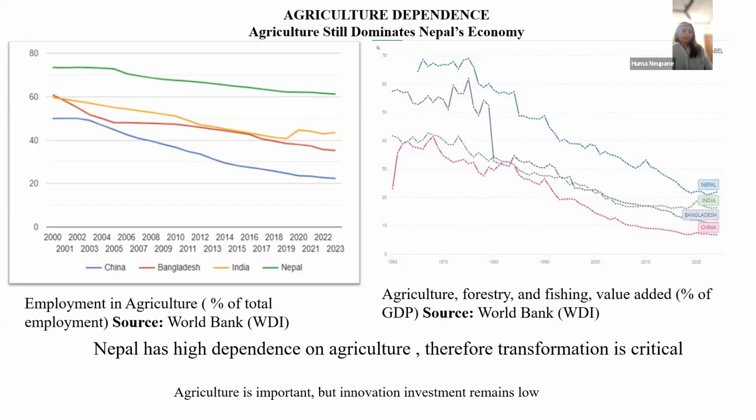So this is why, in the agriculture context, innovation is important, and innovation within agriculture is important. And that again raises the question: are we investing enough for the innovation purpose? So let's move to the next slide.